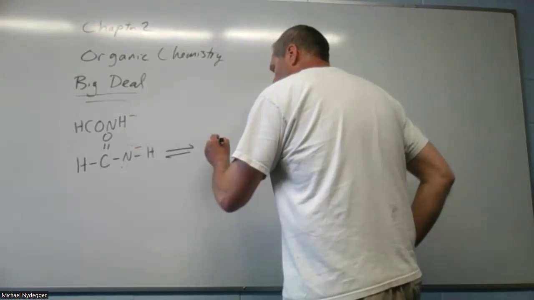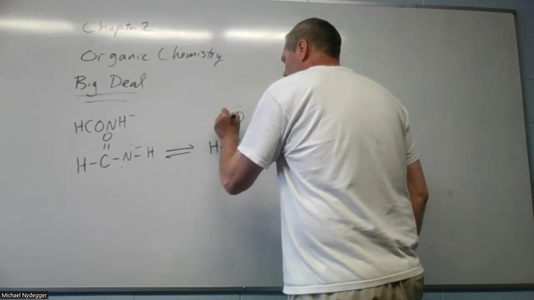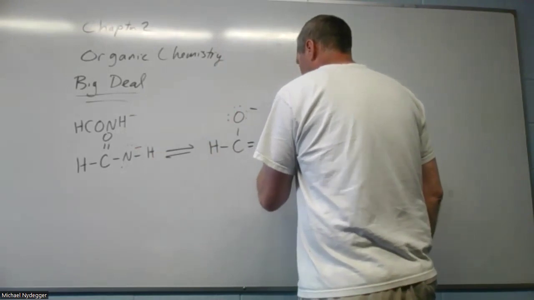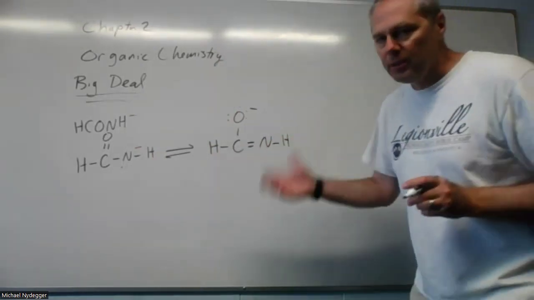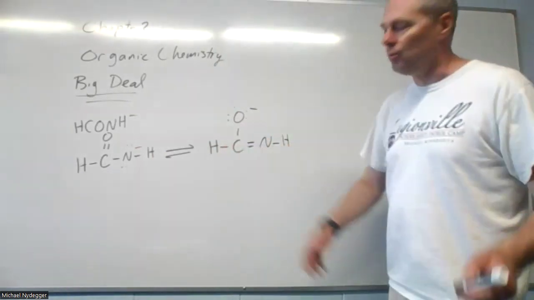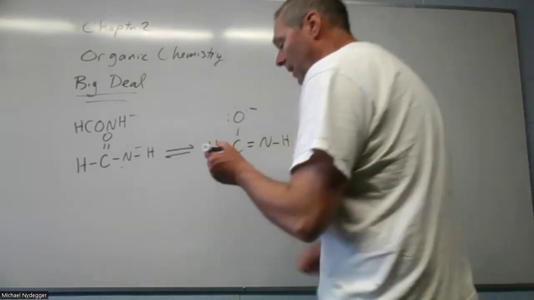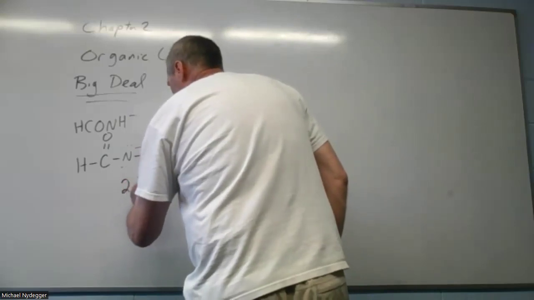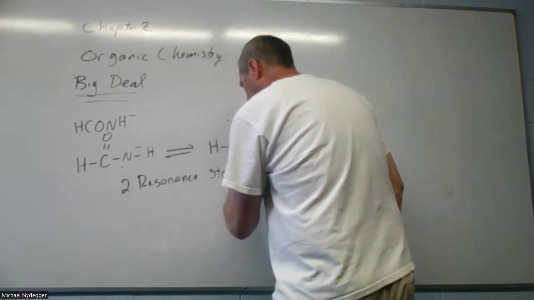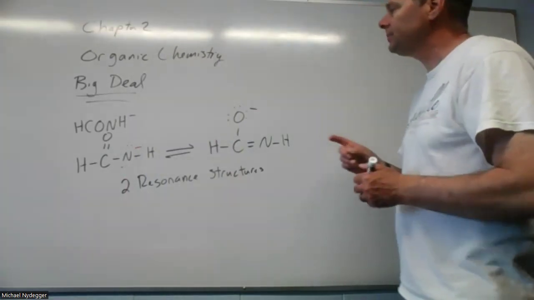So we can draw this now as hydrogen, carbon, single bonded oxygen. That will then have a negative charge, double bonded nitrogen, hydrogen. Now, both of these are possible. All right, so both of these are possible. I haven't done anything wrong with these. Both of these are possible. In this case, this means that this molecule has two resonance structures present.